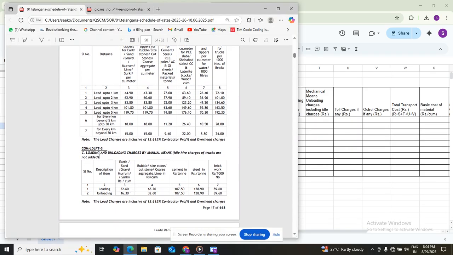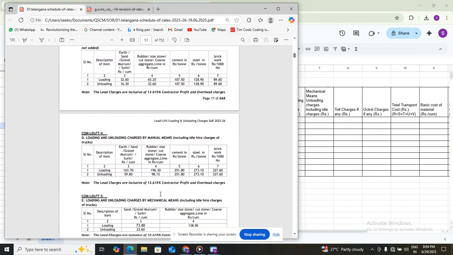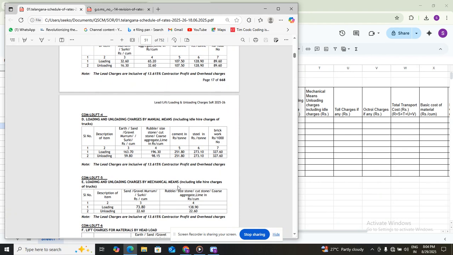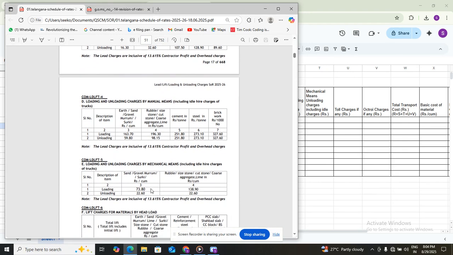These are the loading and unloading charges for manual means. We need to go into the mechanical. By using mechanical means we need to load. Here loading of sand, gravel, moram is 73.8. But there is another note: lead charges are inclusive, so here also lead charges are applicable. Lead is nothing but 13.61 percent, contractor profit plus overhead charges, which are also applicable here. That's why we need to deduct overhead charges, and on this side we need to remove them to find the actual cost of the loading.